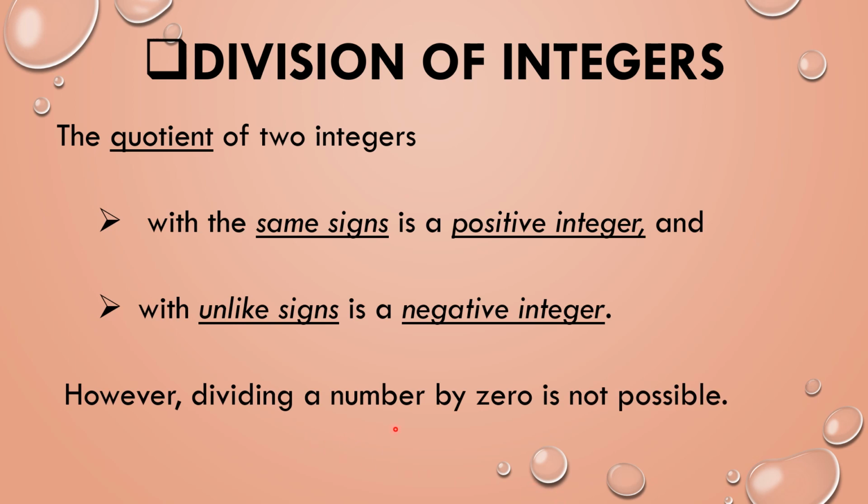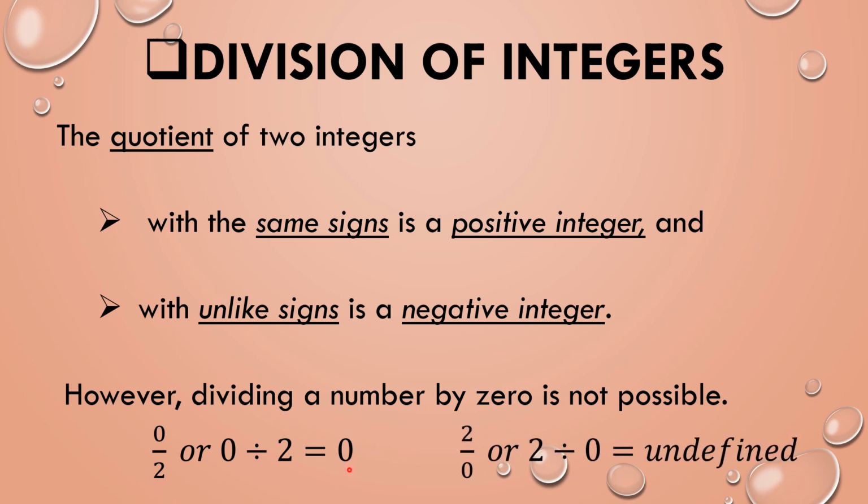However, dividing a number by 0 is not possible, like this one. 0 over 2, or kapag ginawa natin in division, 0 divided by 2 is equal to 0. So kapag ang numerator ay 0 at dinivide natin sa kahit anong number, ang sagot ay palaging 0. But if the given is this one, 2 over 0 or 2 divided by 0, the answer is undefined. Hindi natin kayang i-divide ang kahit anong number sa 0 kapag ang 0 ay ang denominator.